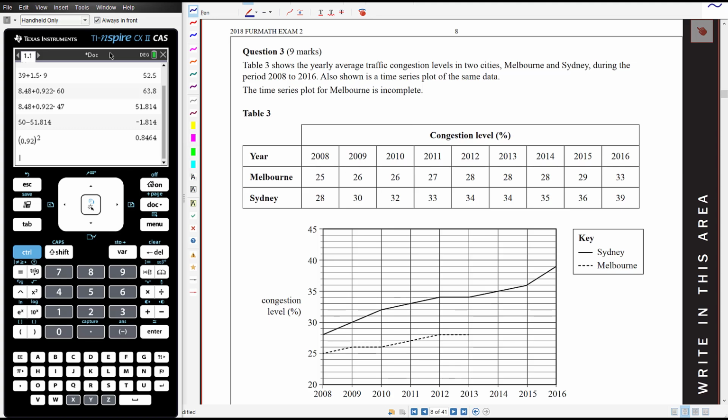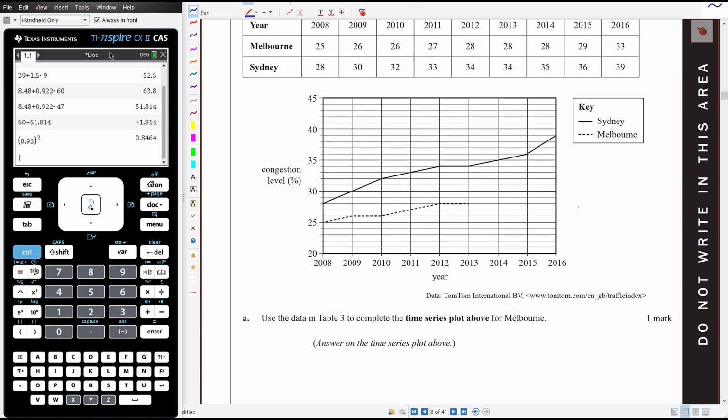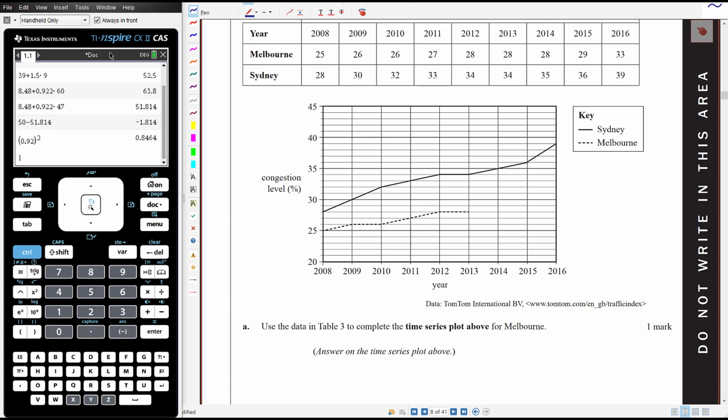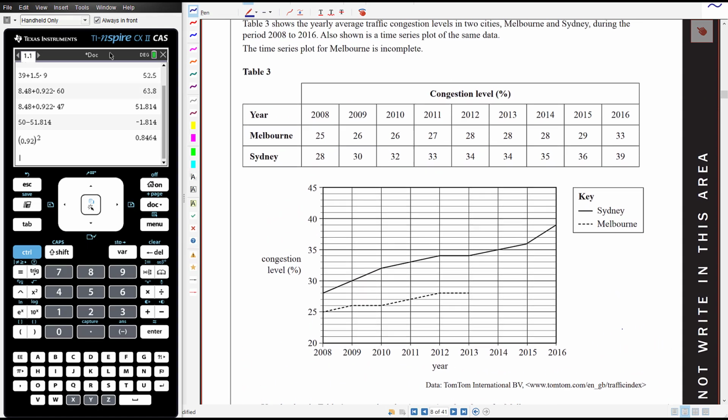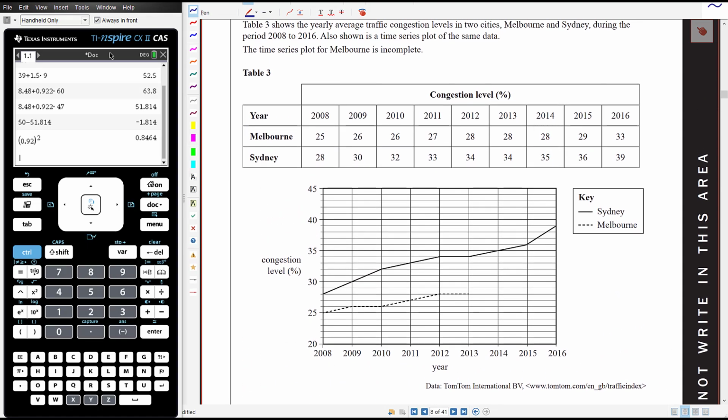Okay, question 3. Table 3 shows the yearly average traffic congestion levels in 2 cities, Melbourne and Sydney, during the period 2008 to 2016. Also shown is a time series plot of the same data. The time series plot for Melbourne is incomplete. Okay, so we've got both the data and the almost complete time series plot. Use the data in Table 3 to complete the time series plot above for Melbourne. We're missing the 2014, 15 and 16 points for Melbourne, so that's going to be these values here.